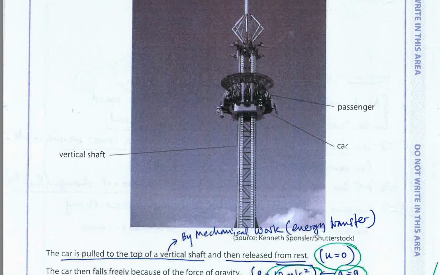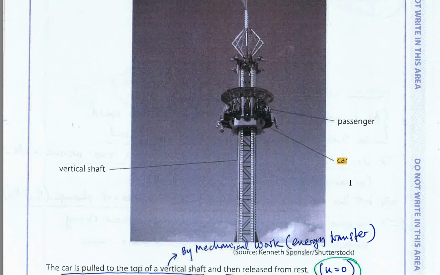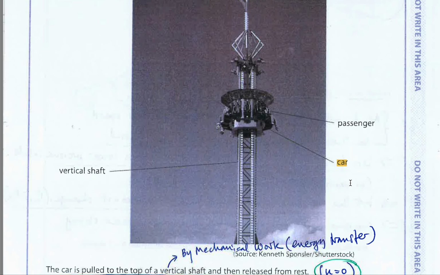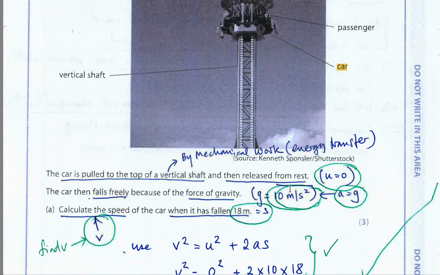The passengers sit here, securely fastened in with whatever restrainer they've used. It's called the car. The vertical shaft is where the mechanism allows it to fall safely down, losing potential energy at the top and converting it to kinetic energy. So it says the car is pulled to the top of the vertical shaft, and I've put by mechanical work being done. So there's a machine that does that, so that's mechanical work or energy transfer.